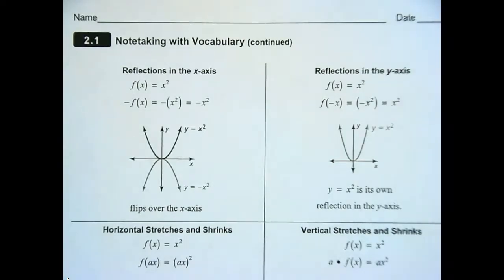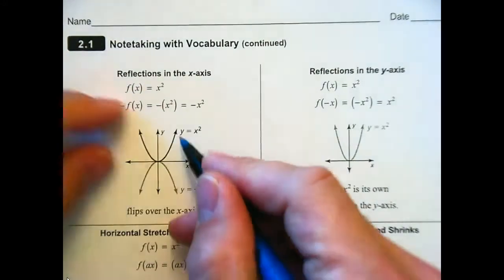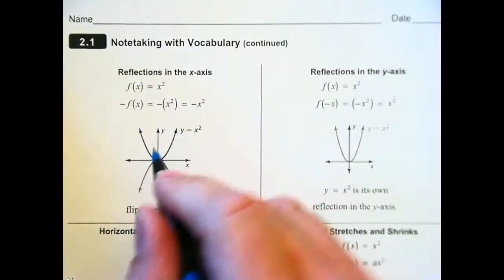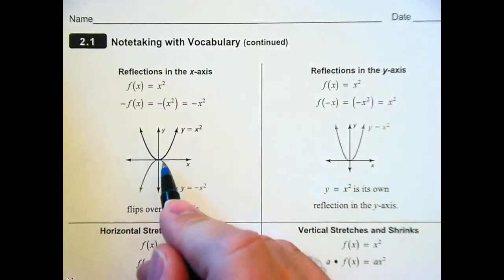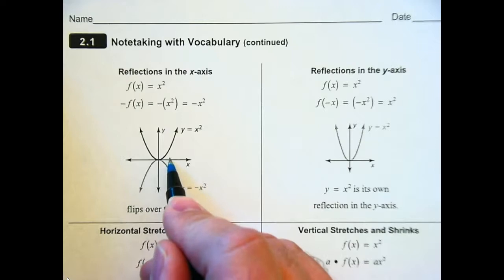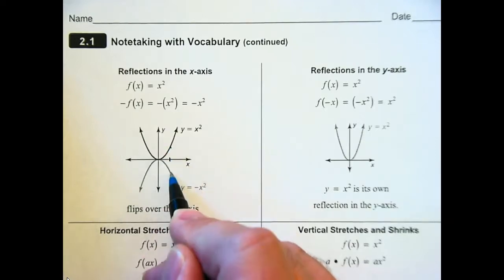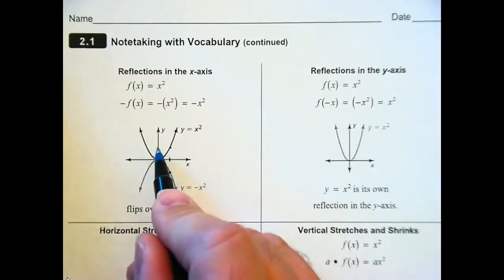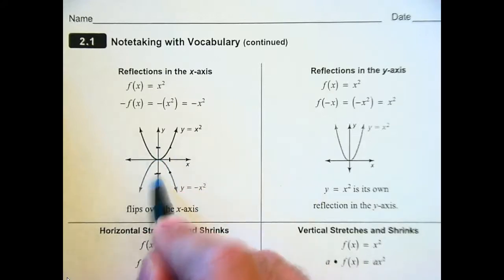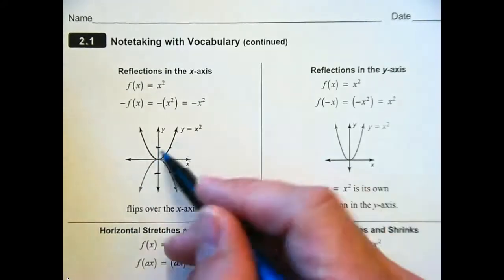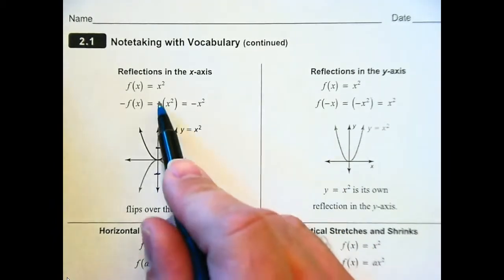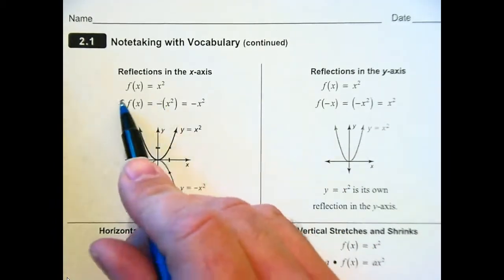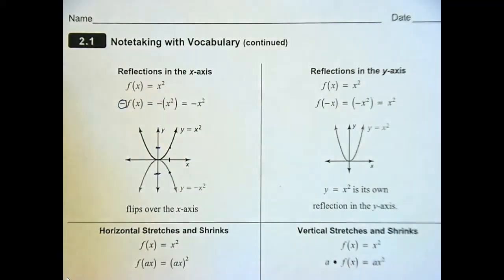Reflections in the x-axis. If we reflect in the x-axis, remember when we reflect in the x-axis, the values that are actually changing are y values. Your x values don't change. So whatever was right here, the point stays right there on the x-axis. However, it changes on the y-axis. Therefore, it is a vertical change, which means it happens on the outside of your f of x.